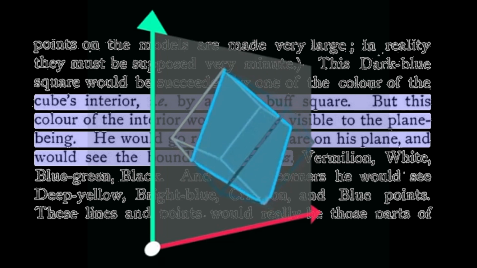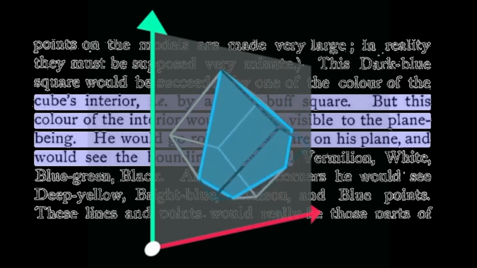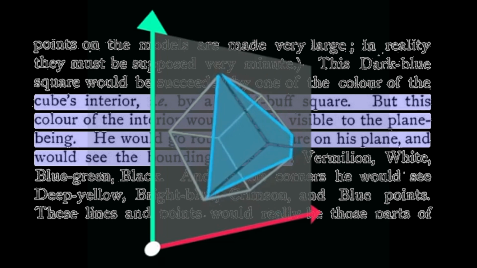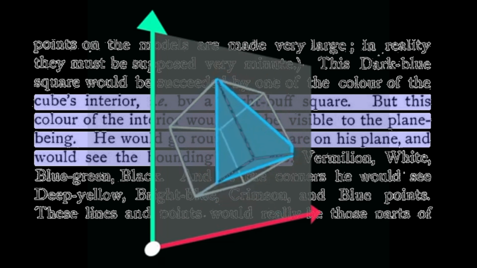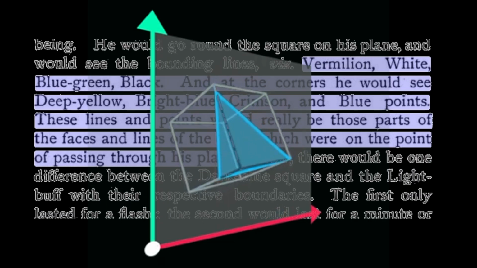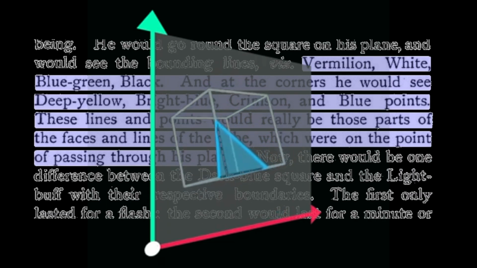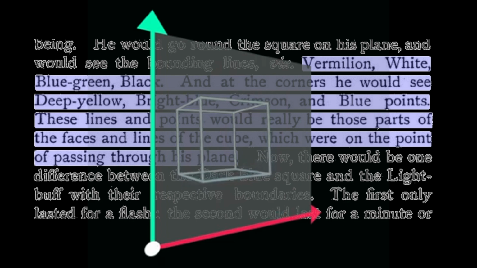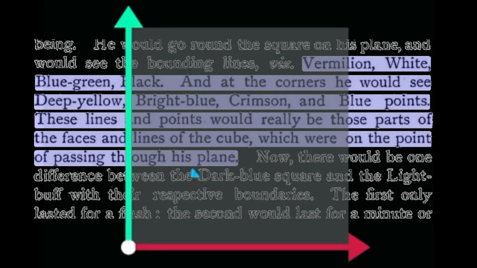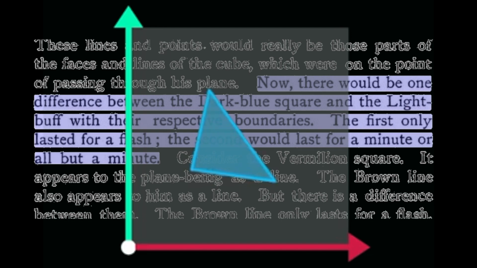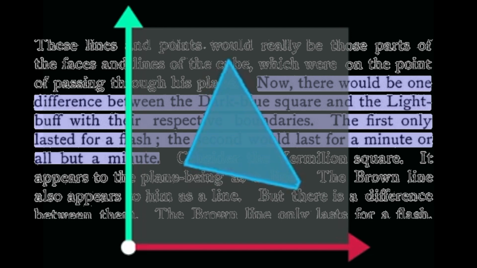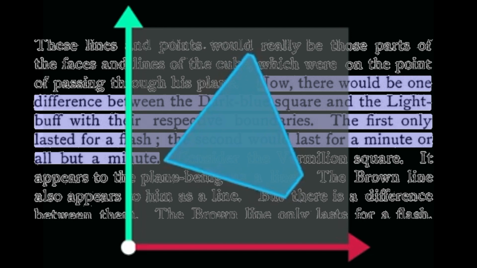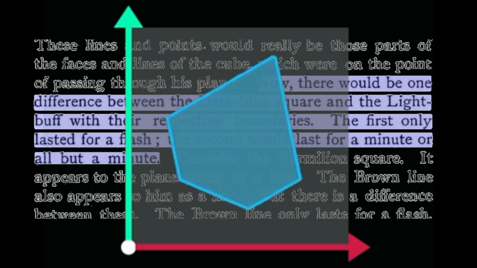He would go round the square on his plane, and would see the bounding lines, viz. vermilion, white, blue-green, black. And at the corners he would see deep yellow, bright blue, crimson, and blue points. These lines and points would really be those parts of the faces and lines of the cube, which were on the point of passing through his plane. Now, there would be one difference between the dark blue square and the light buff with their respective boundaries. The first only lasted for a flash, the second would last for a minute or all but a minute.